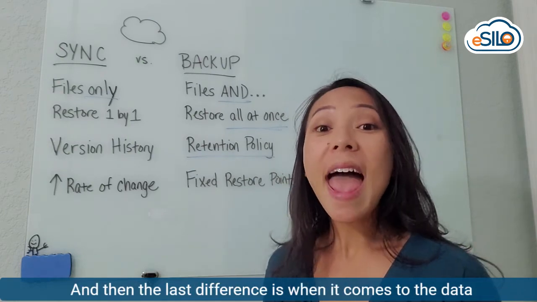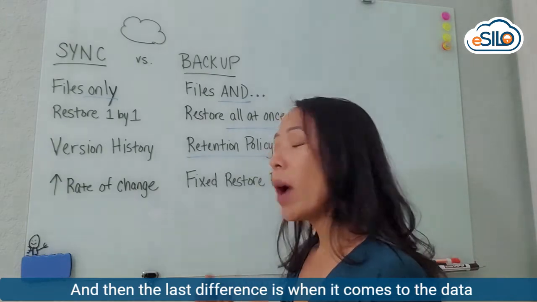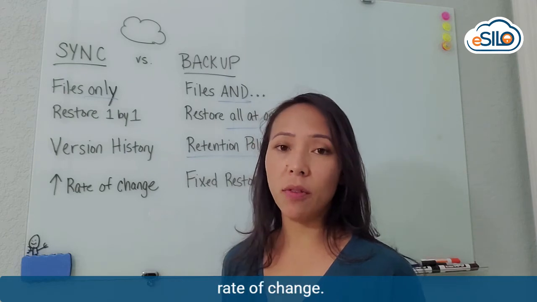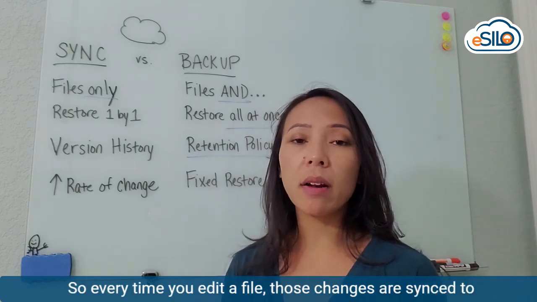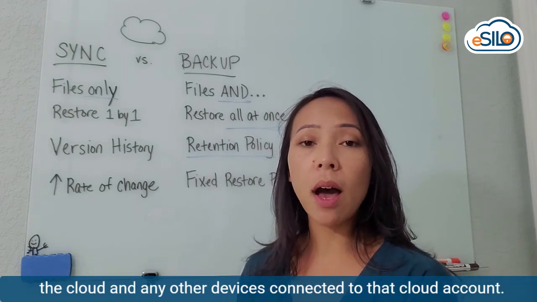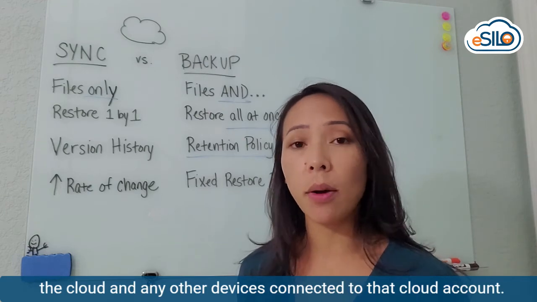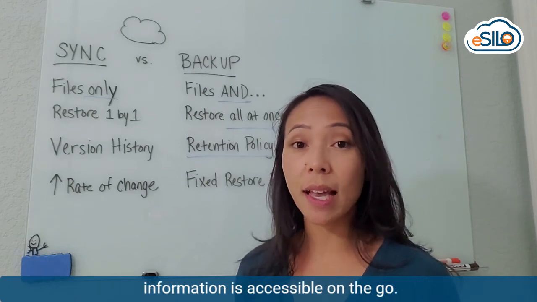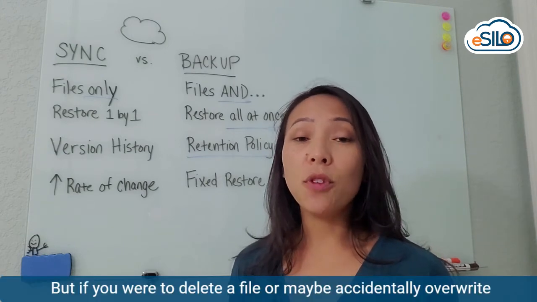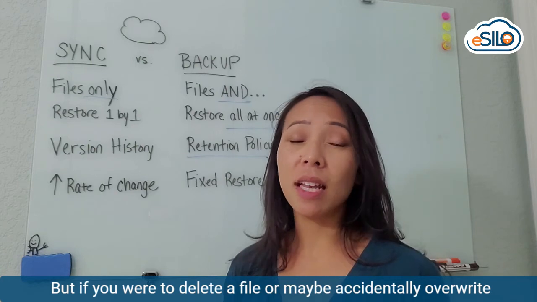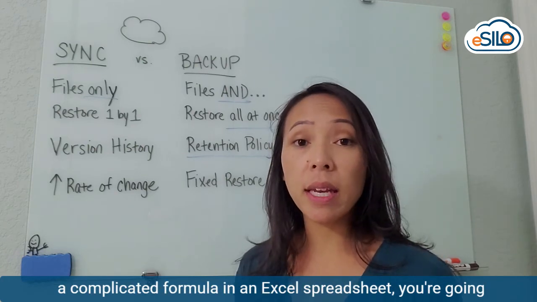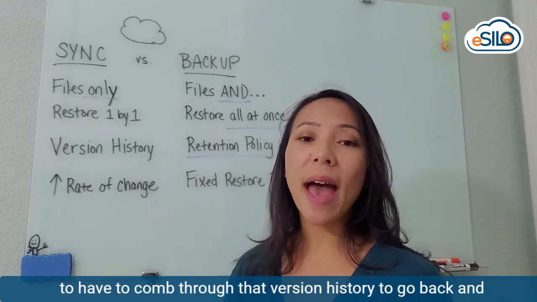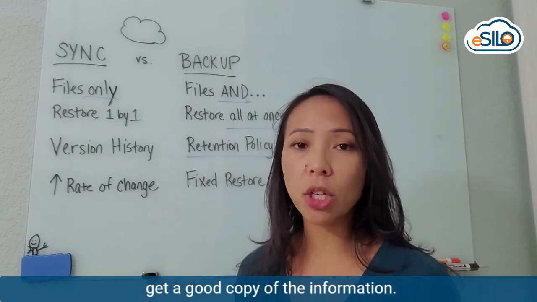And then the last difference is when it comes to the data itself, with a file syncing service, you have a very high rate of change. So every time you edit a file, those changes are synced to the cloud and any other devices connected to that cloud account. Now that's great for collaboration and making sure that information is accessible on the go. But if you were to delete a file, or maybe accidentally overwrite a complicated formula in an Excel spreadsheet, you're going to have to comb through that version history to go back and get a good copy of the information.